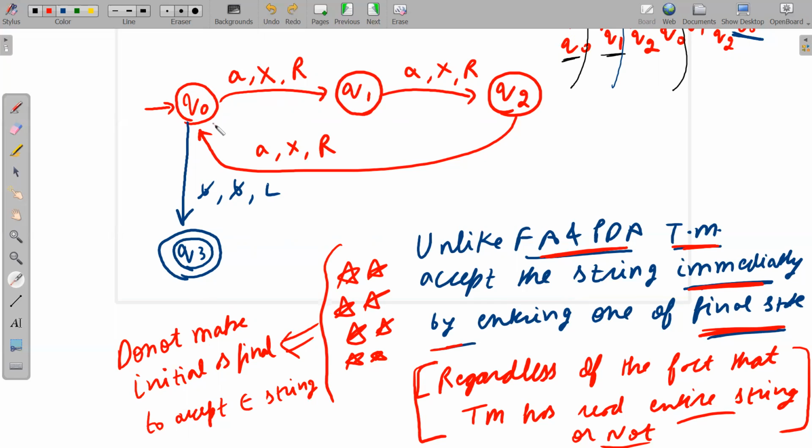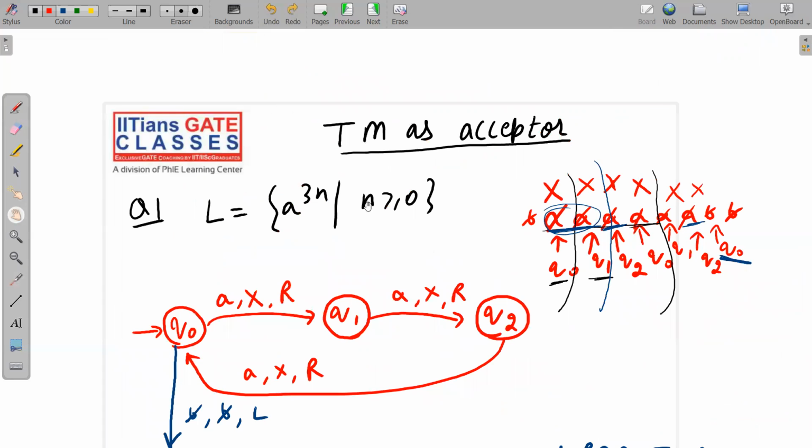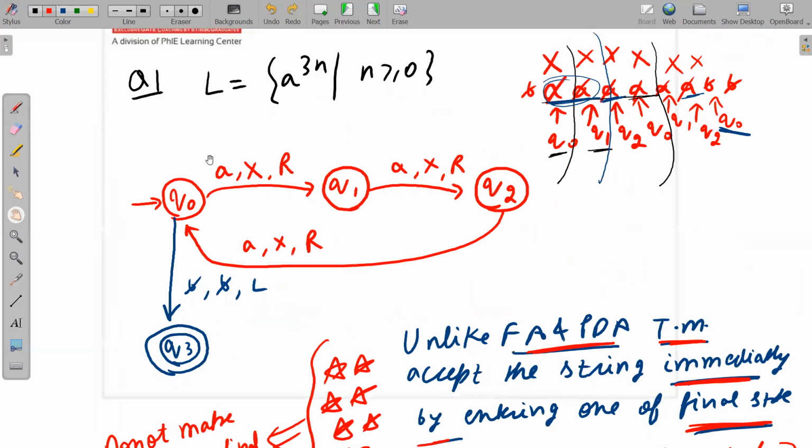So I have made this non-final, and as soon as blank is read from the tape, it will jump to state Q3. See here carefully, we have written a power 3 and n is greater than or equal to 0. That means the null string should be accepted, and here obviously null will be accepted. Null means nothing. Nothing means on the tape we have only blanks.